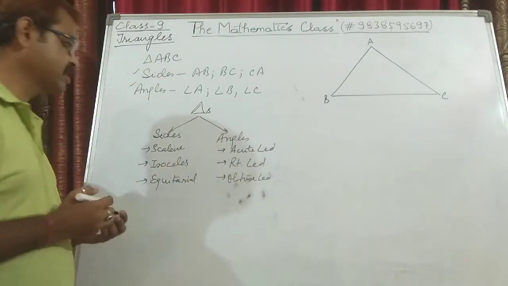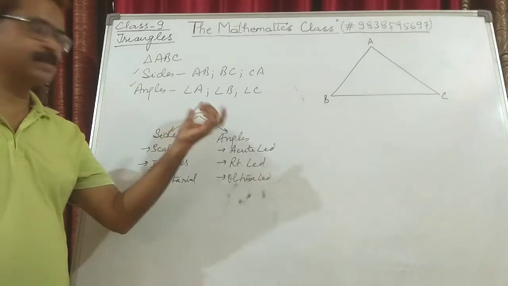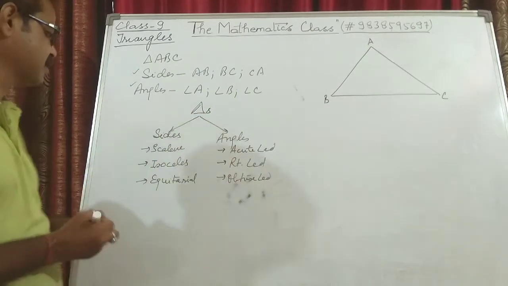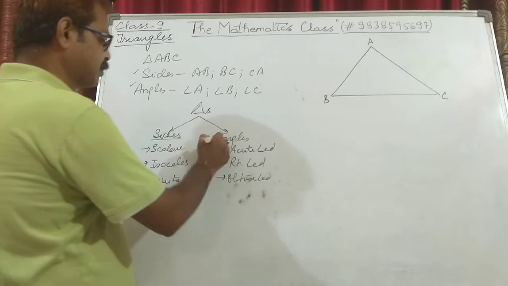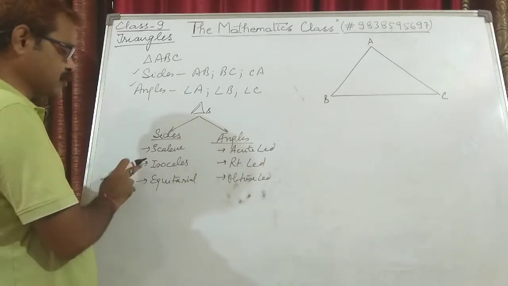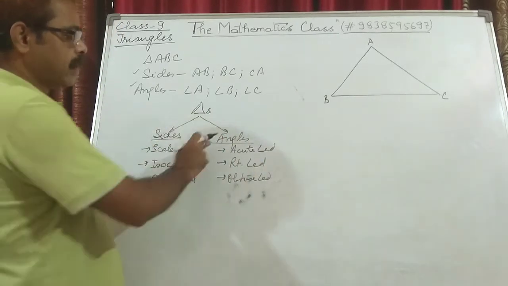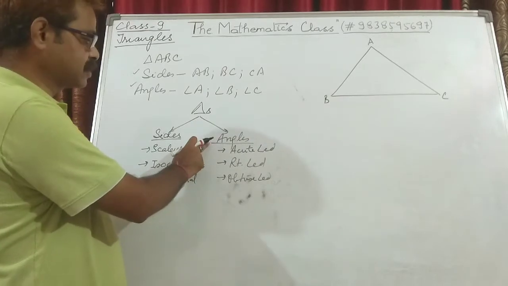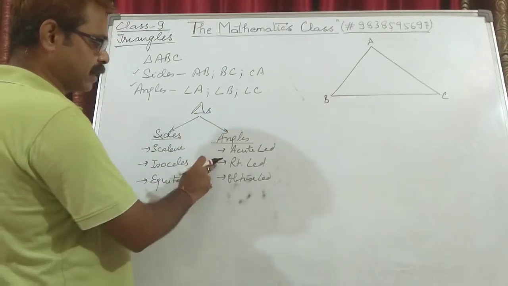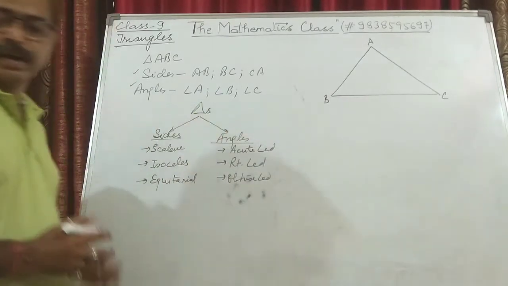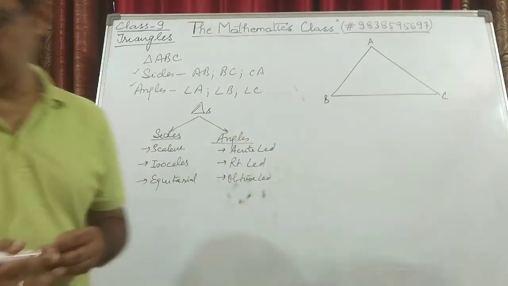Now these were the basic things. Triangles are always classified on the basis of sides and angles. On the basis of sides, there are three types of triangles: scalene triangle, isosceles triangle, equilateral triangle. And on the basis of angles, there are again three types of triangles, that are acute angle triangle, right angle triangle and obtuse angle triangle. Now I hope this is clear.